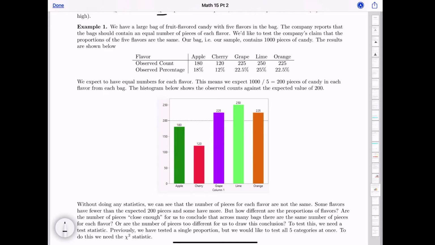So we have the observed count for each flavor and the observed percentage right below it. So the count of apple, for instance, is 180 candies. That accounts for 18% of the total. Now, if the company's claim is correct, we would expect to have equal numbers for each flavor. In this case, that means 200 pieces of each flavor is what we expect.